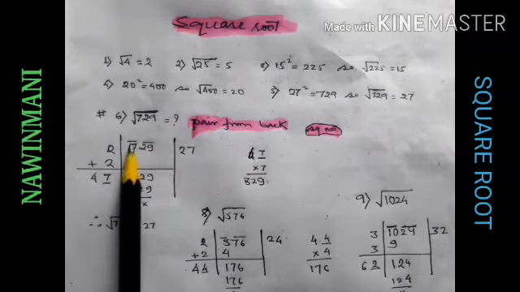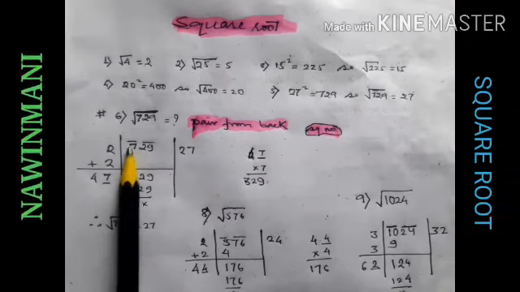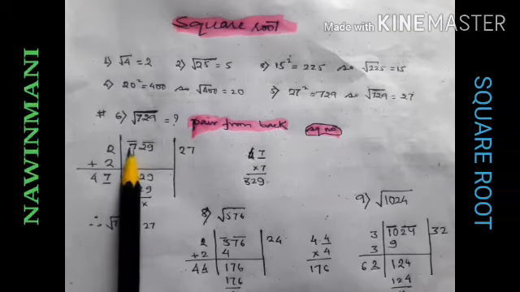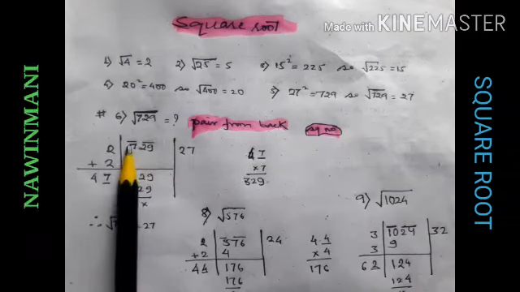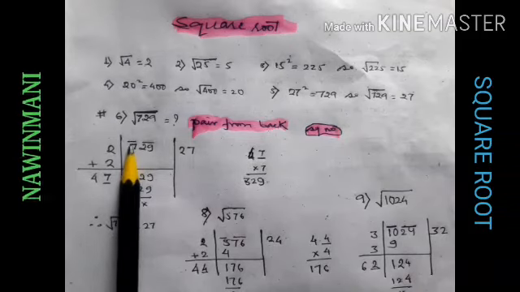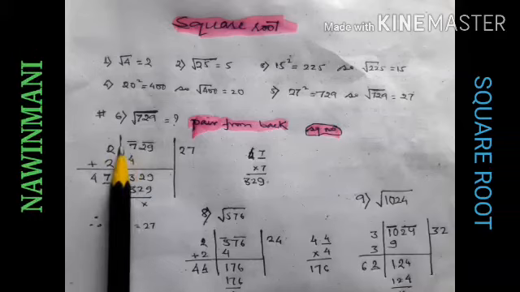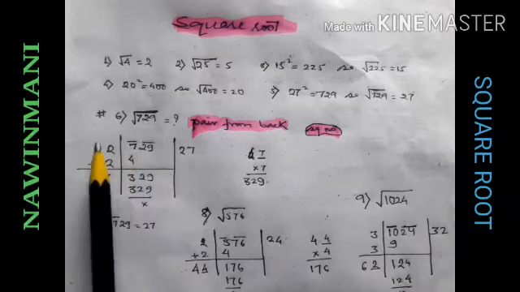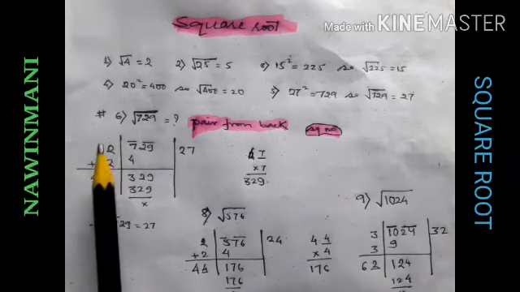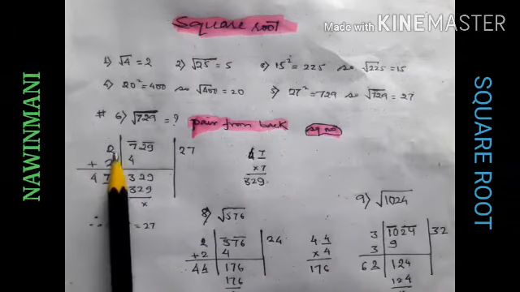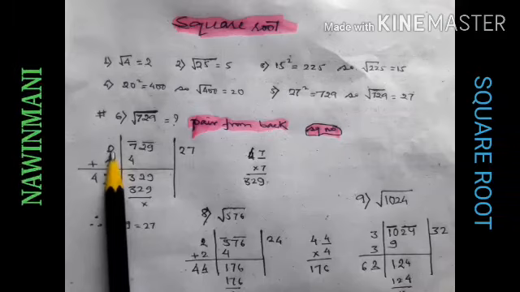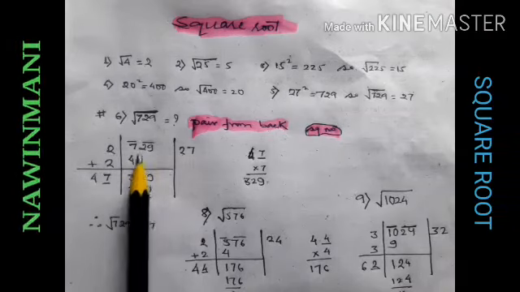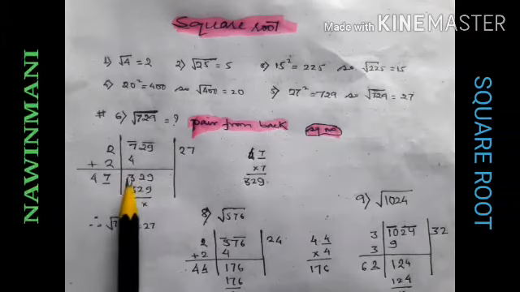Then what is there in the first pair? 7. Now what is the square number of 7? A square number. 1 1 is 1, 2 2 is 4, 3 3 is 9. 9 is too big. So it has to be a square number: 2 2, 3 3, 4 4, 5 5. So that is 2. 2 2s are 4. So you write 2 here, 2 2s are 4. 7 minus 4 gives us 3.